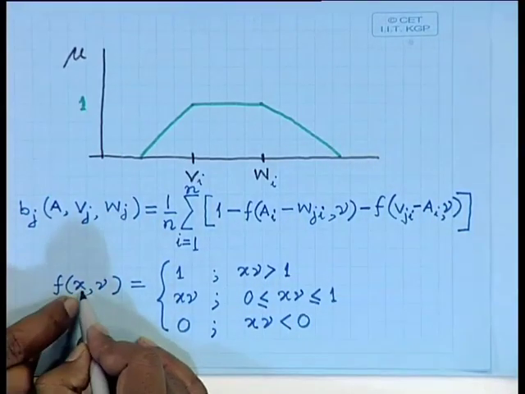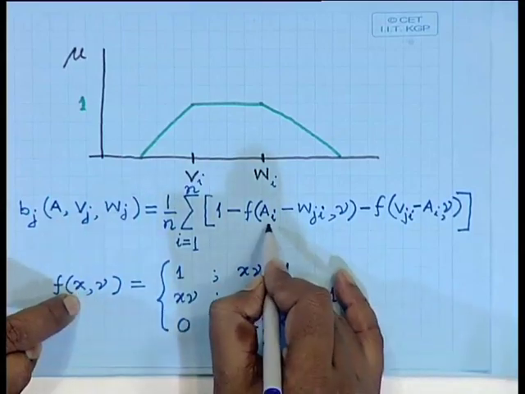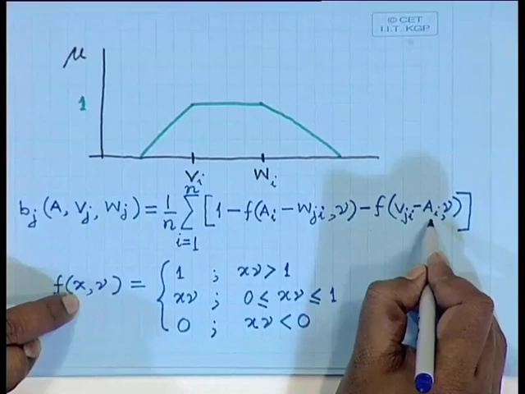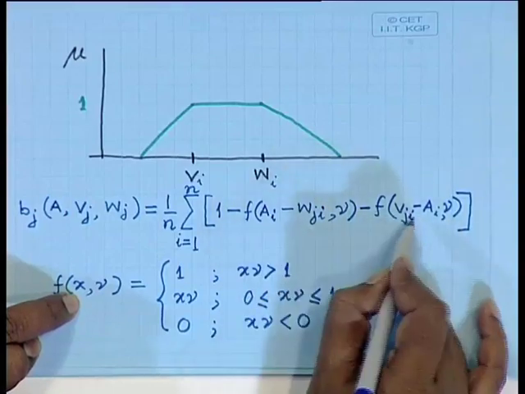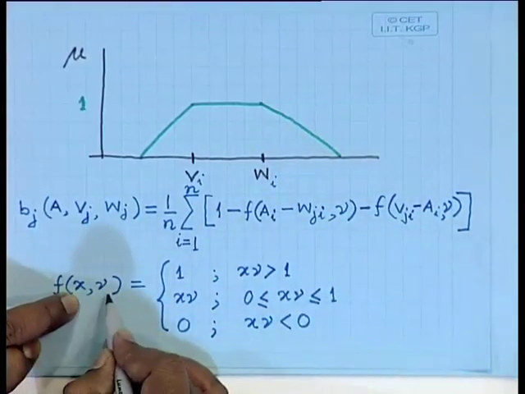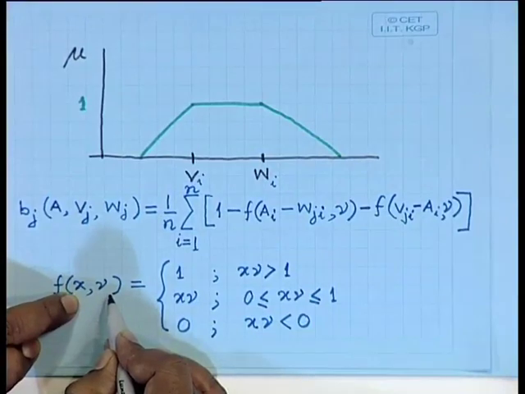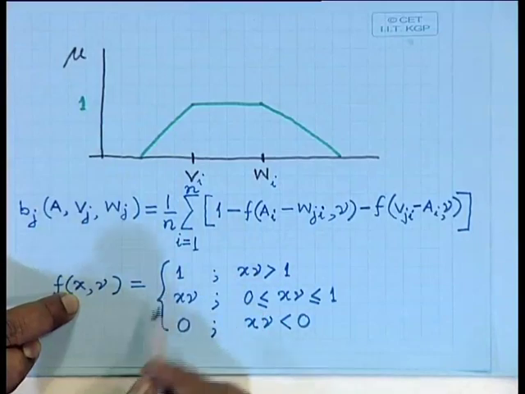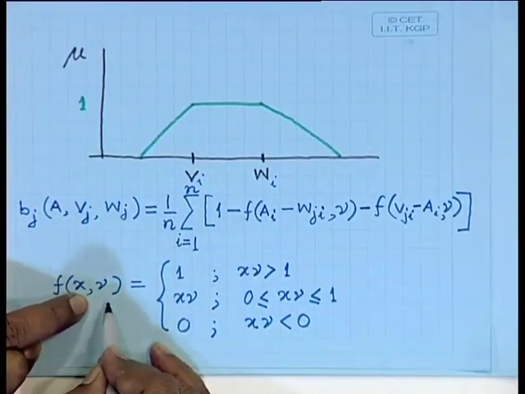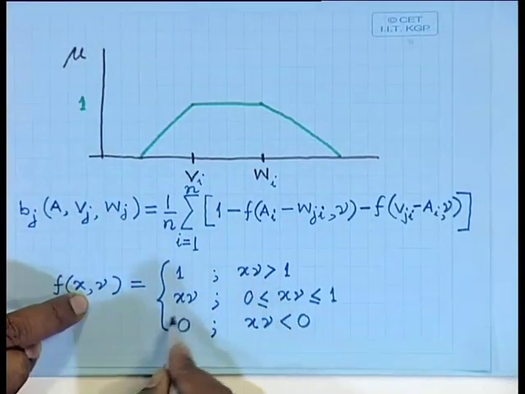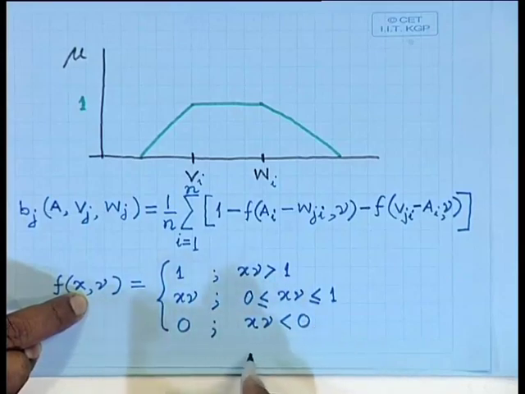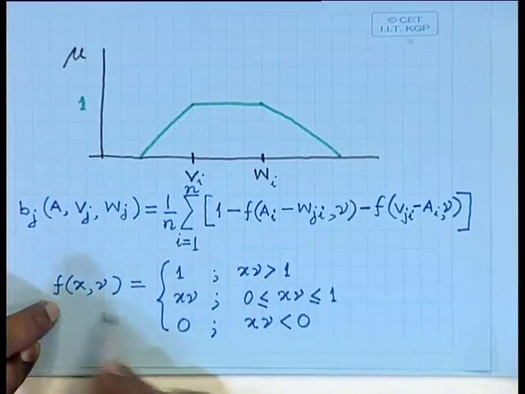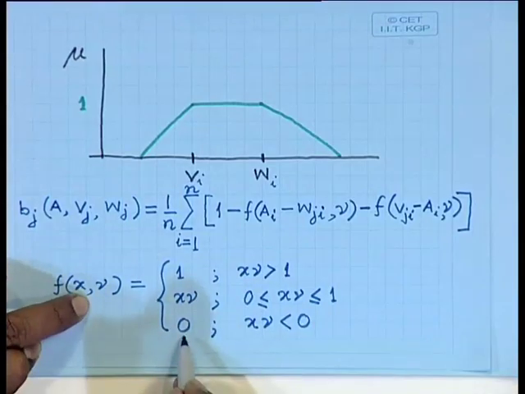And in this functional definition, this x is nothing but A I minus W j I or V j I minus A I. Both these terms being negative, my x into gamma will also be negative, because gamma is a positive quantity. So, I am in this region of the definition, because x into gamma is less than 0, it is negative. So, f of x, gamma becomes equal to 0.